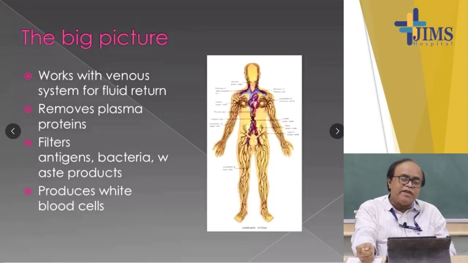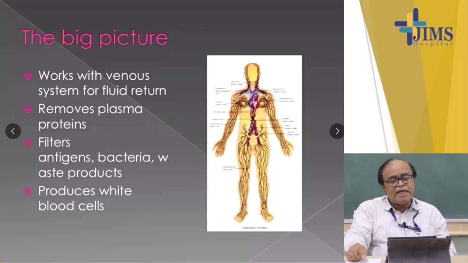The lymphatic system works with the venous system for fluid return. The body is supplied with its nutrition and other things from the heart to the artery to the capillaries, and it diffuses to the tissues, and again 90% of the materials come back to circulation in the venules and to the venous system and drain back to the heart.